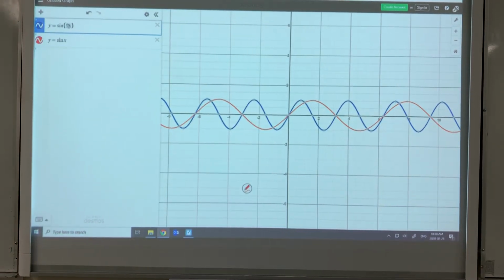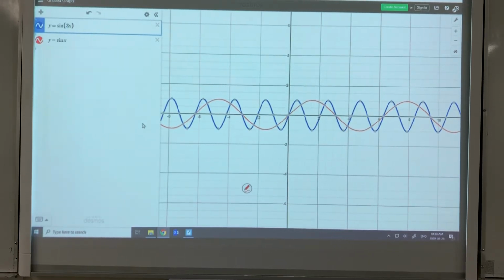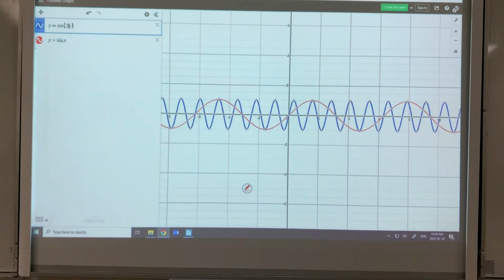I can show you another one. What if I threw a 3 here? So what would we be expecting? A tripling of the peaks? Yeah, check it out. A bit of 4, and 5.